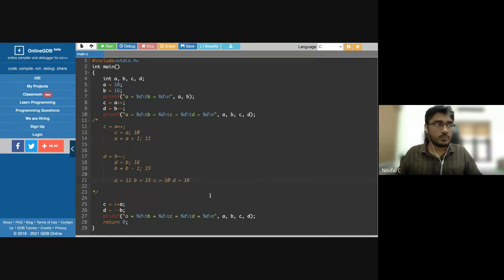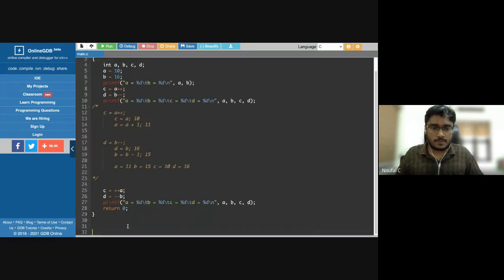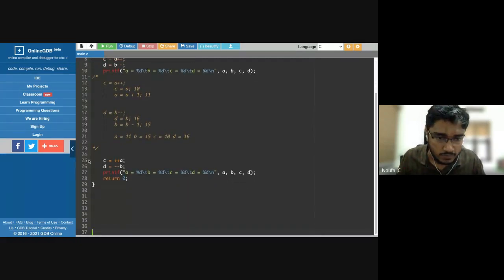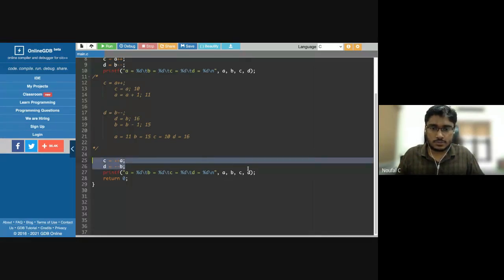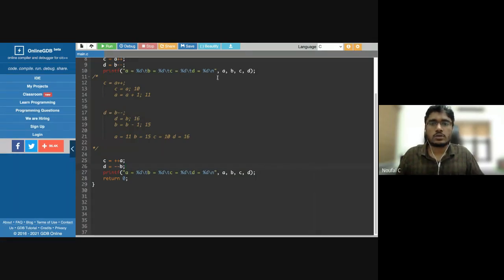Fine. Now you just look at these two lines, the last lines, the line numbers 25, 26, and 27. I have written these two statements, so the value of a, b, c, d will be changing. So we'll ask someone else.